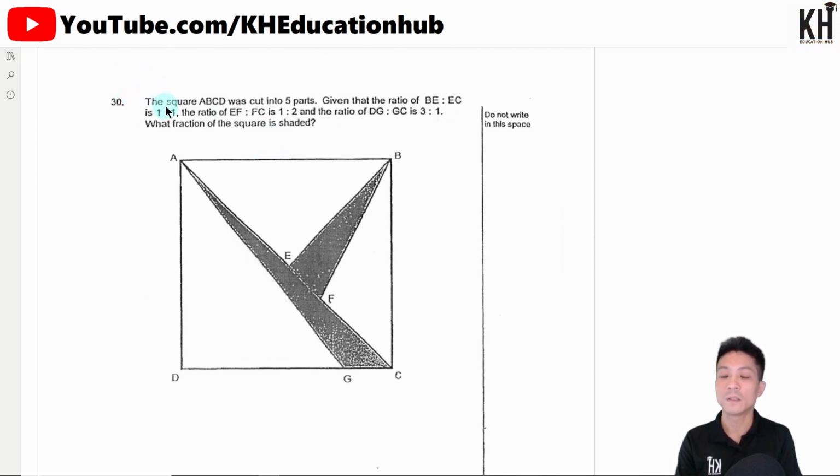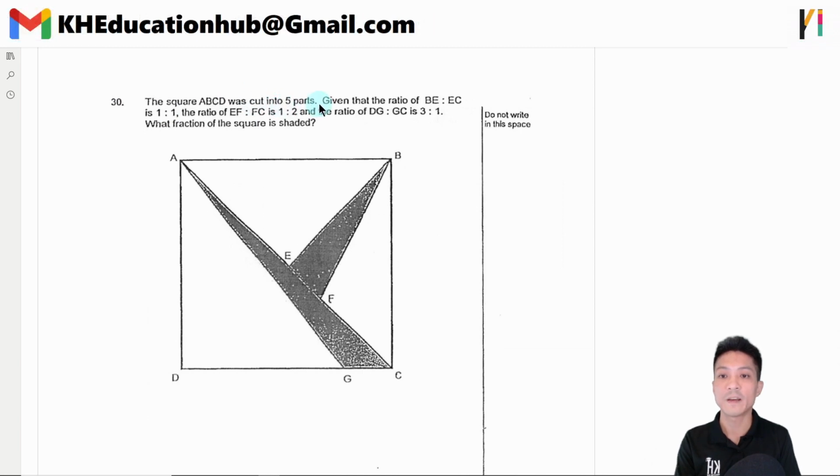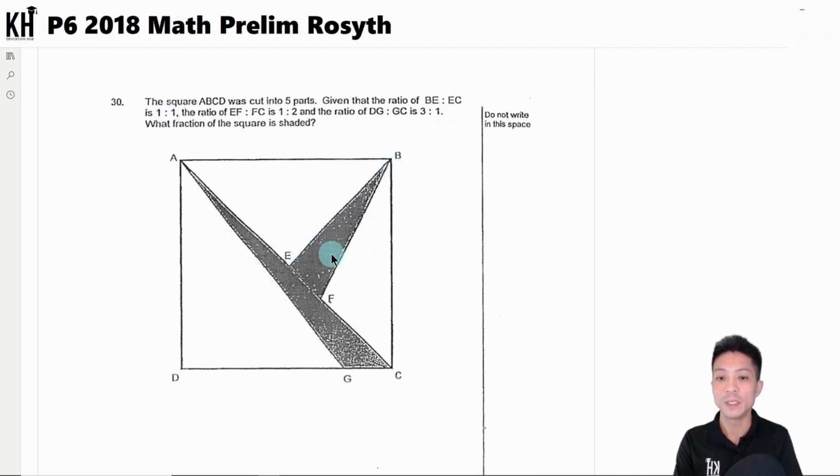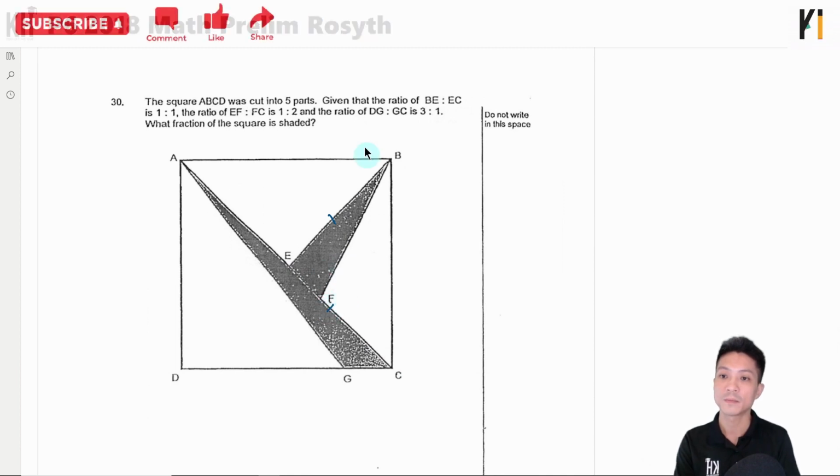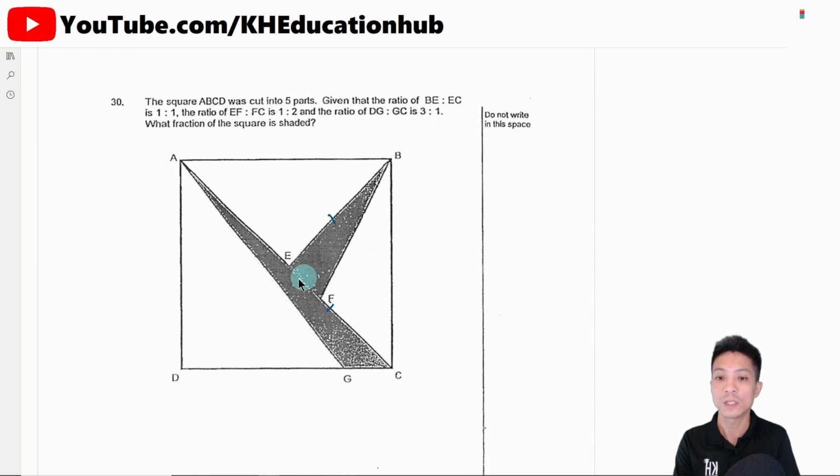Okay, question 30. The square ABCD was cut into 5 parts. Given that the ratio of BE to EC is 1:1. So BE is here, BE to EC is 1:1. That means this and this are the same. The ratio of EF to FC, so EF is here, to FC, is 1:2.